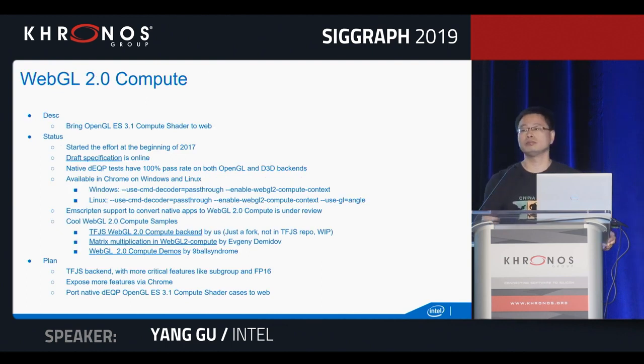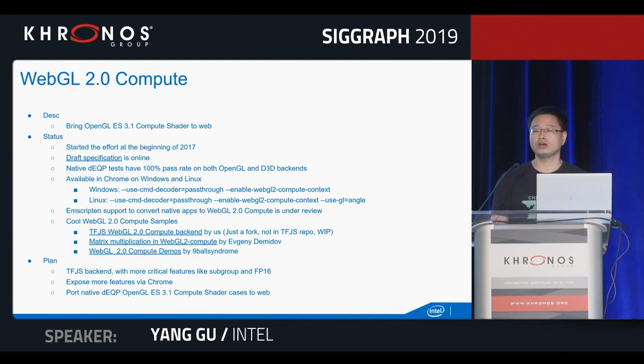WebGL 2 compute is a major contribution from my team. This is basically to bring the OpenGL ES 3.1, mostly the compute shader features, to the web. We already have a draft specification published at the Khronos website, and we already have the code available in Chrome on both Windows and Linux backends. And due to the great contributions from the community, we already have very great samples here.